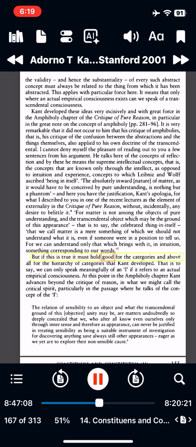But if this is true, it must hold good for the categories, and above all for the hierarchy of categories that Kant developed. That is to say, we can only speak meaningfully of an I if it refers to an actual empirical consciousness. At this point in the Amphibole chapter, Kant advances beyond the critique of reason, in what we might call the critical spirit, particularly in the passage where he talks of the concept of the I: "The relation of sensibility to an object, and what the transcendental ground of this objective unity may be, are matters undoubtedly so deeply concealed that we, who after all know even ourselves only through inner sense and therefore as appearance, can never be justified in treating sensibility as being a suitable instrument of investigation for discovering anything save always still other appearances, eager as we yet are to explore their non-sensible cause."